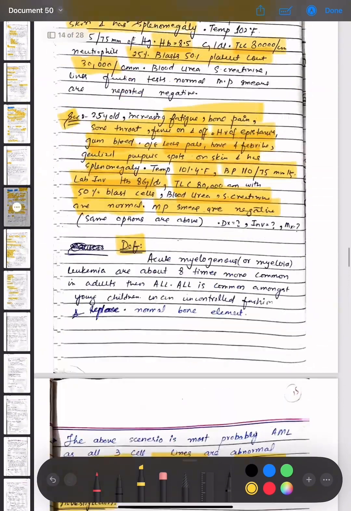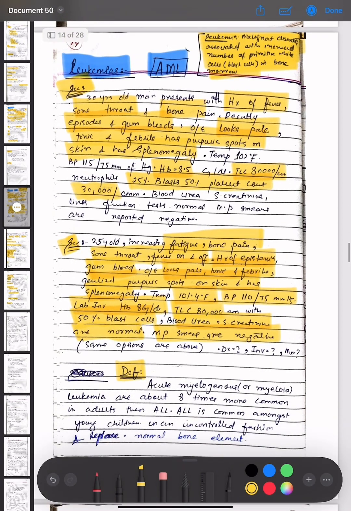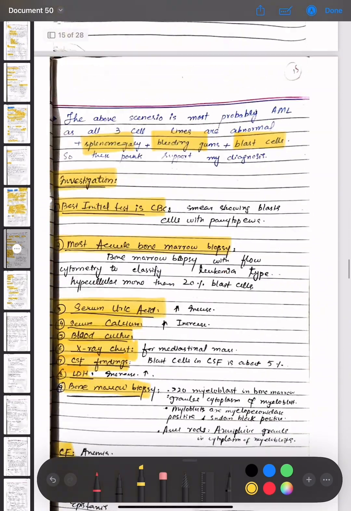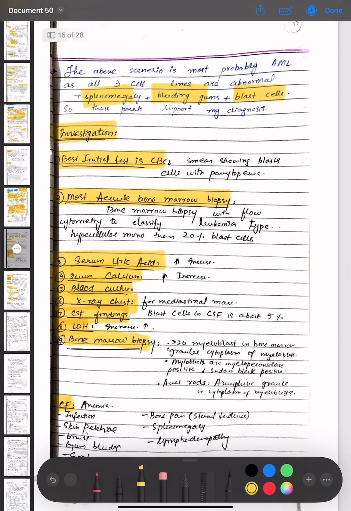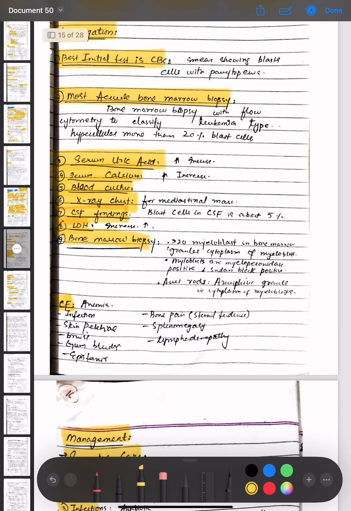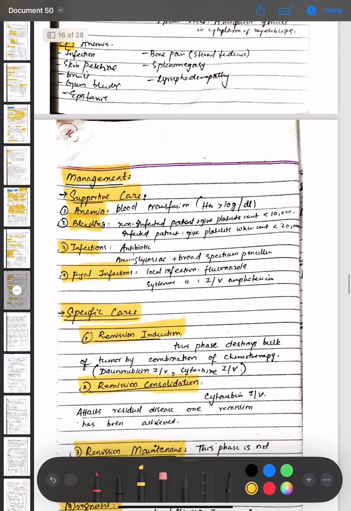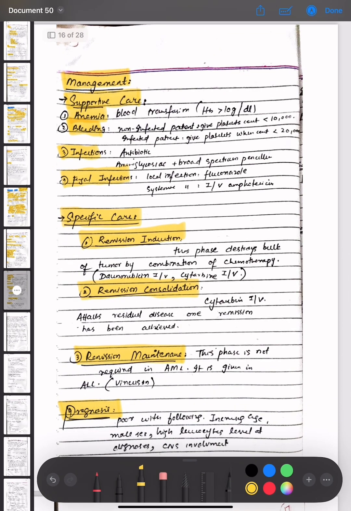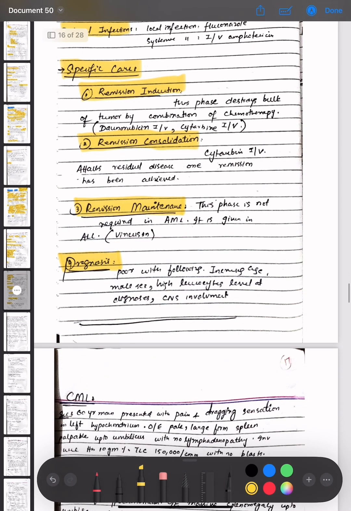So we have discussed the first topic, that is AML. We discussed the scenario, then the definition, and the investigation options, where the best initial test is CBC and the most accurate is bone marrow biopsy. Serum uric acid, serum calcium, blood culture, X-ray chest, CSF findings, LDH, and bone marrow biopsy are done. Then the clinical features were discussed. Then the management options, which are supportive, that is anemia, bleeding, infections, and fungal infections. Then specific care, which is remission induction, remission consolidation, remission maintenance, and prognosis.